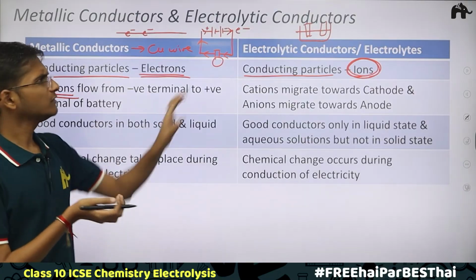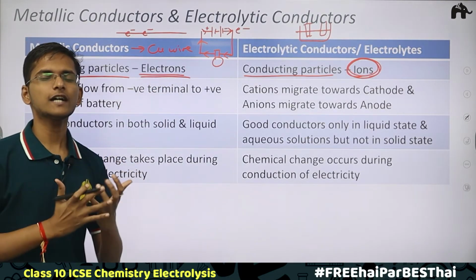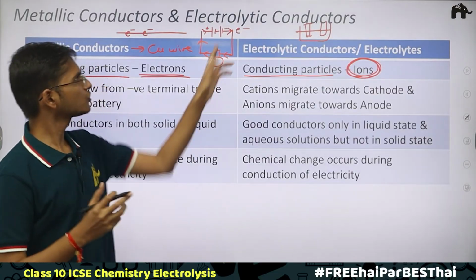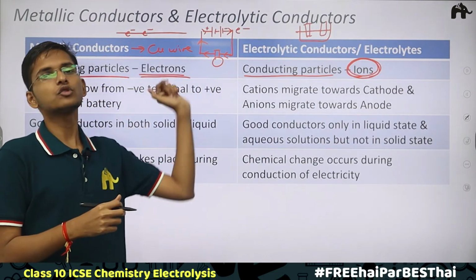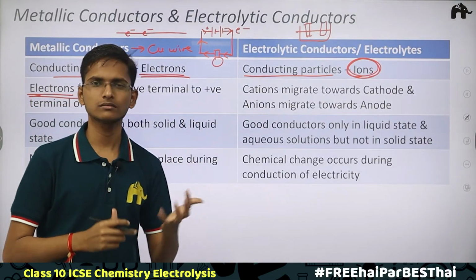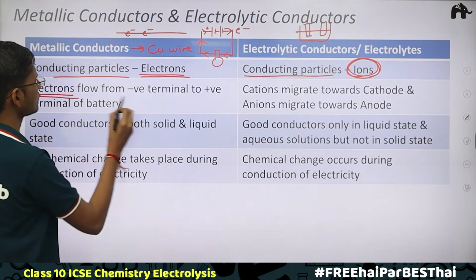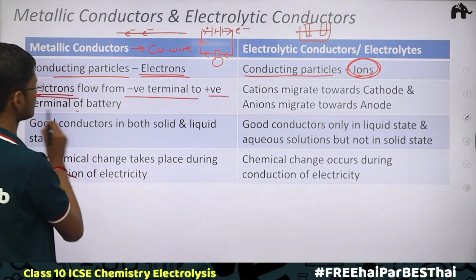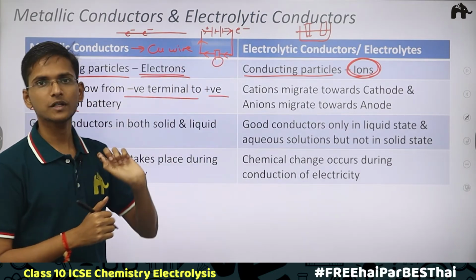How would you remember? See, very simple. Electrons are negatively charged, so they would always have affinity towards the positive charge. That's why they would move towards the positive terminal. Clear? And since they are moving towards the positive terminal, they are moving from the negative terminal. It's absolutely very clear. So the flow of electrons is from the negative terminal to the positive terminal of the battery. Clear?